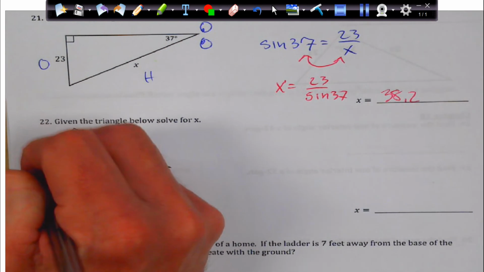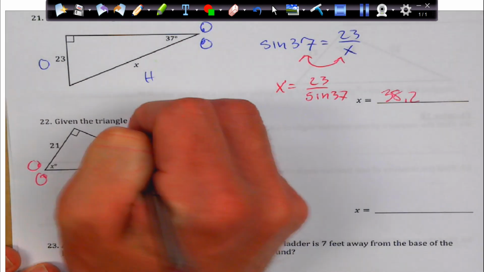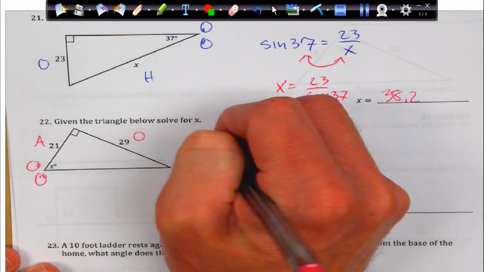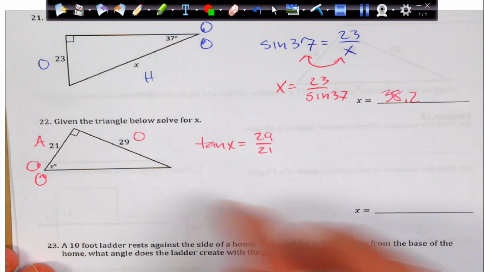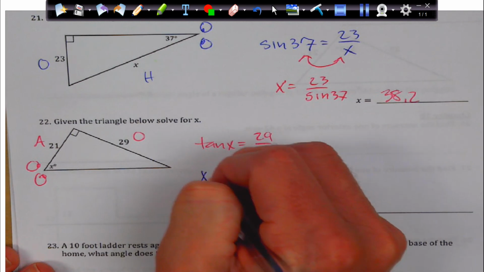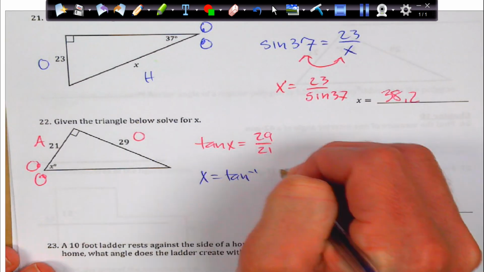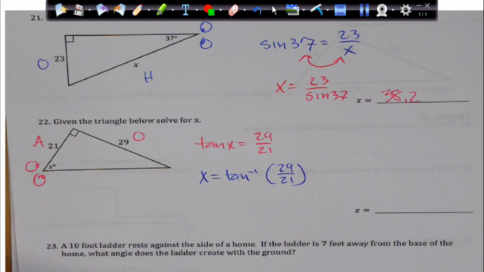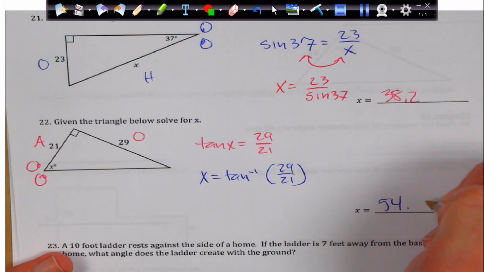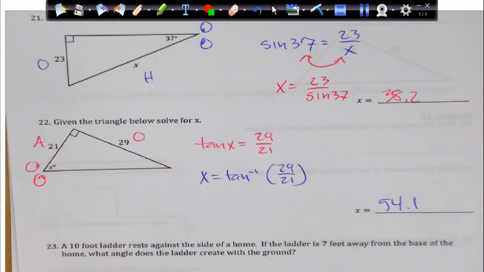Another googly eyes, we have opposite and adjacent, so we're going to do the tan of x equals 29 over 21, opposite over adjacent. To get rid of tan, we're going to use the inverse tan, so we actually end up with tan inverse of 29 over 21. So in the calculator we go. We're going to get 54.1, and we'll call it there for right now.